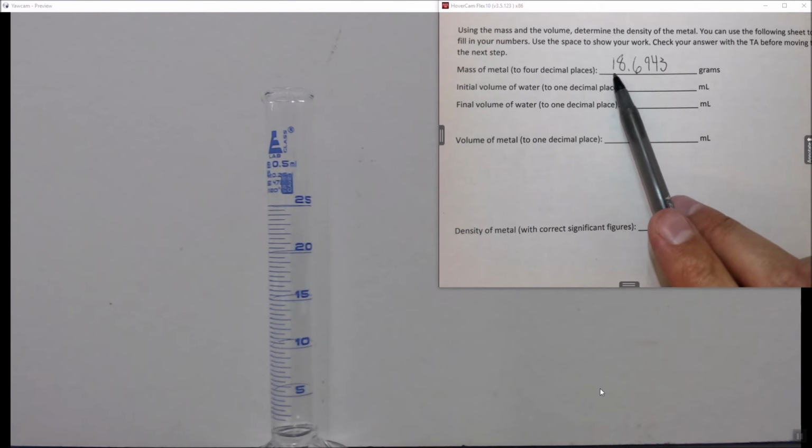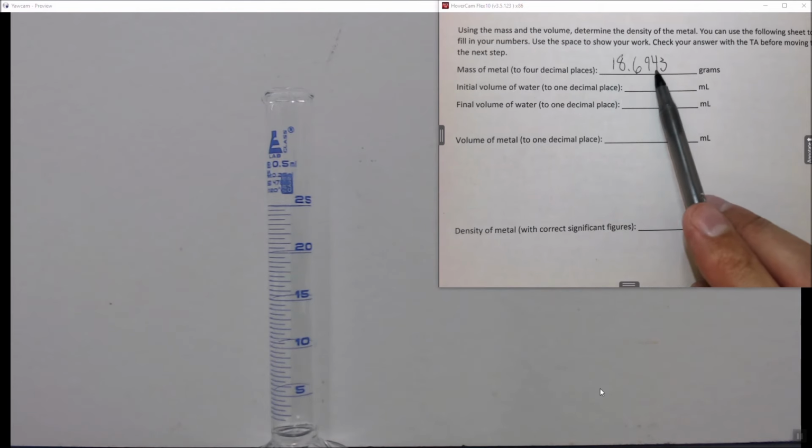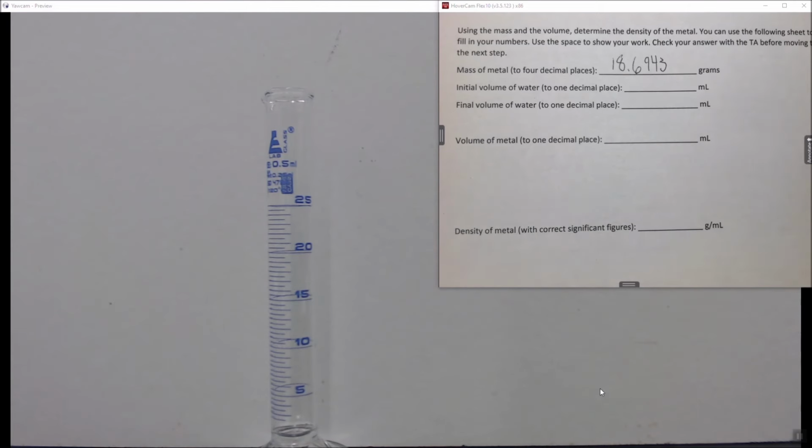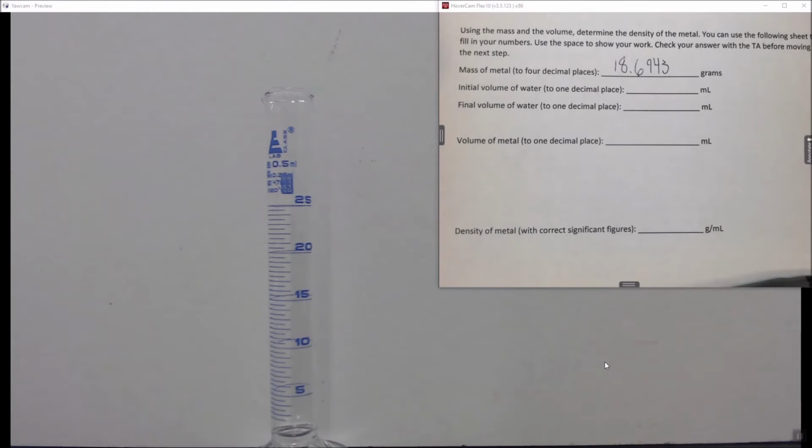Even if all of these were 18.0000, we would want to write down all of the zeros. Said another way, anytime you measure mass, make sure that you have 4 decimal places and make sure that you write all of those decimal places down. I'm now going to turn it over to Jesse, who's going to show you how to make the volume measurement using the graduated cylinder. Hi everyone.